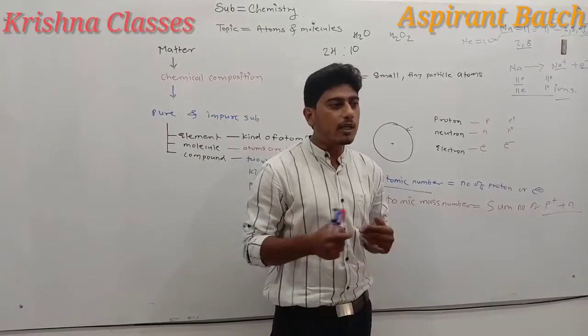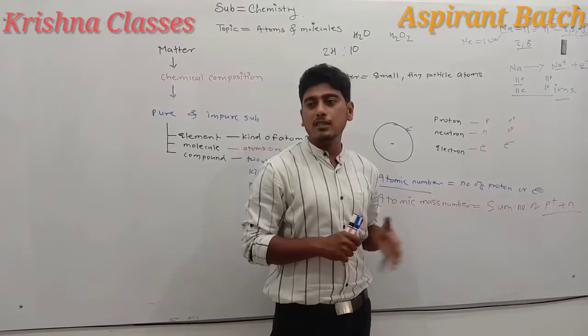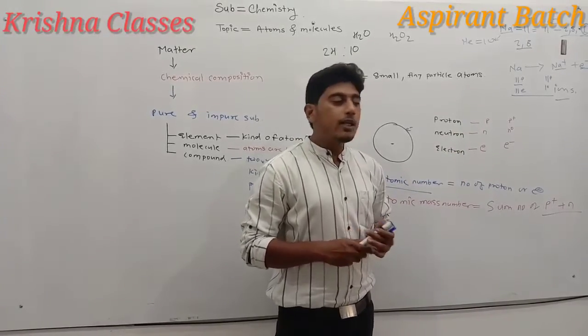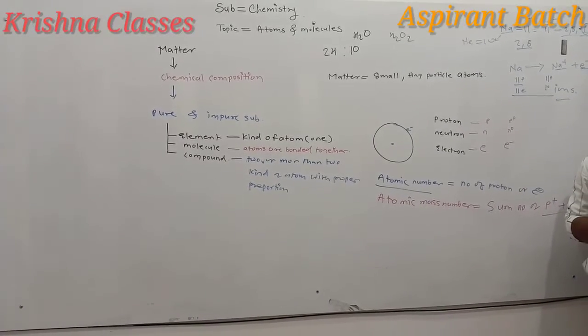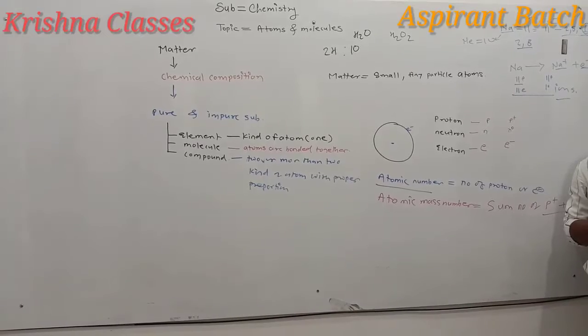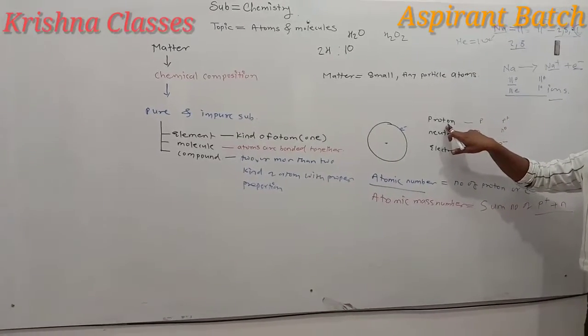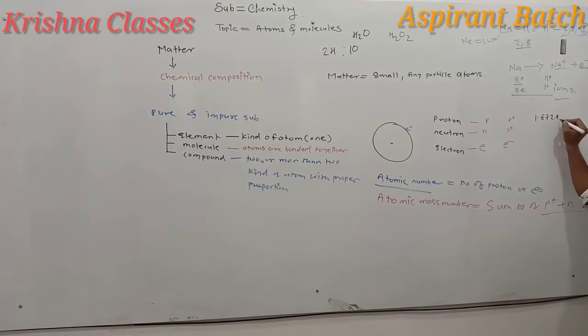According to the periodic table, with the help of the modern periodic table, these elements will be classified because their proton, neutron and electron numbers are different. And due to the difference in the number of electrons, protons and neutrons, they have different atomic masses. How? The weight of a proton is generally 1.6724 into 10 to the power minus 24 gram. This is the weight of the proton.